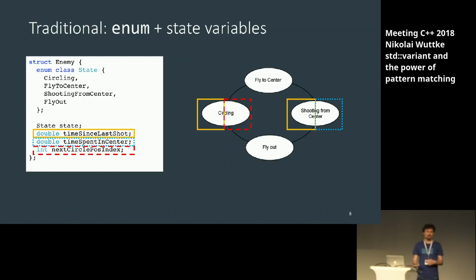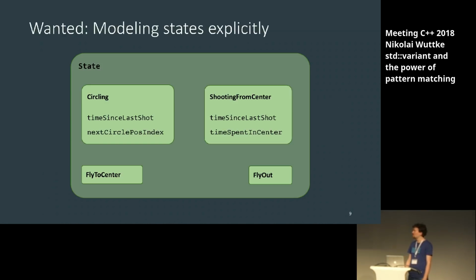But you can imagine if it's much more complex, then you could easily get into situations where you accidentally use the wrong variable in the wrong state, or maybe you forget to reset something to the right value when switching between states, and so you can easily get bugs, and the compiler doesn't really help you avoid these bugs. So can we do better?